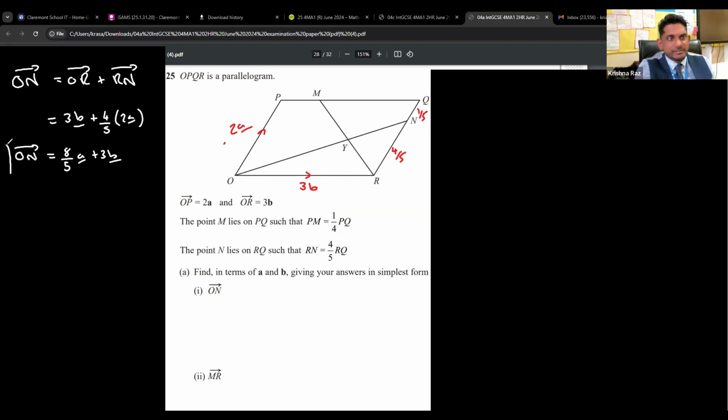So when you're doing vectors, it's very important to just keep the things you've been working with because we might need them later. MR is that length there. And we are told that this is a quarter, PM is a quarter, so that's 3/4. So MR is MQ plus QR.